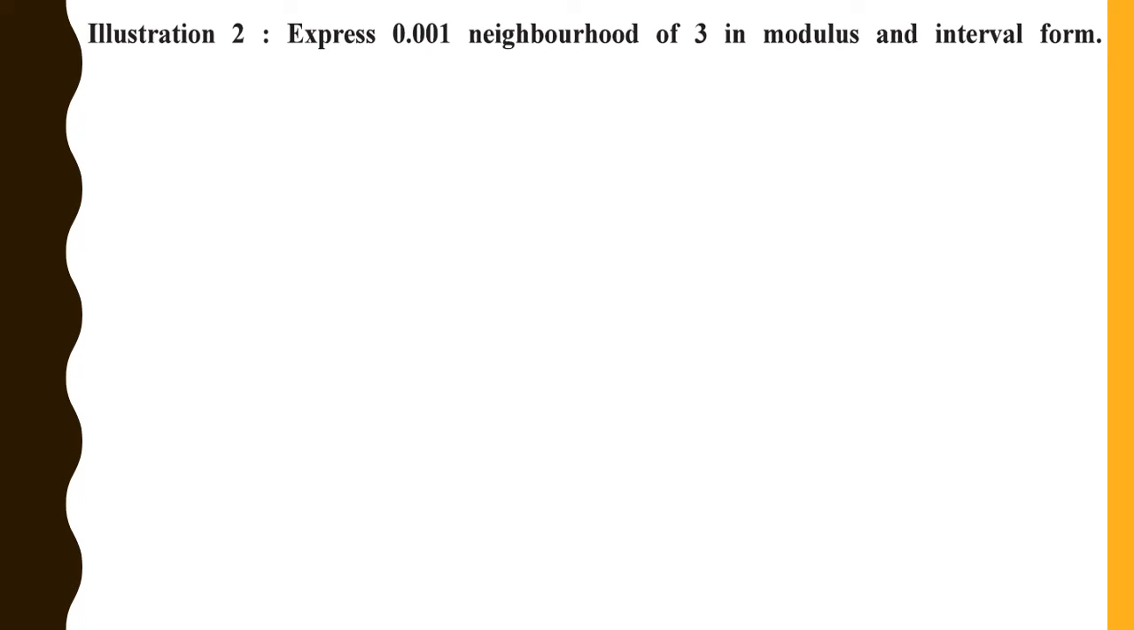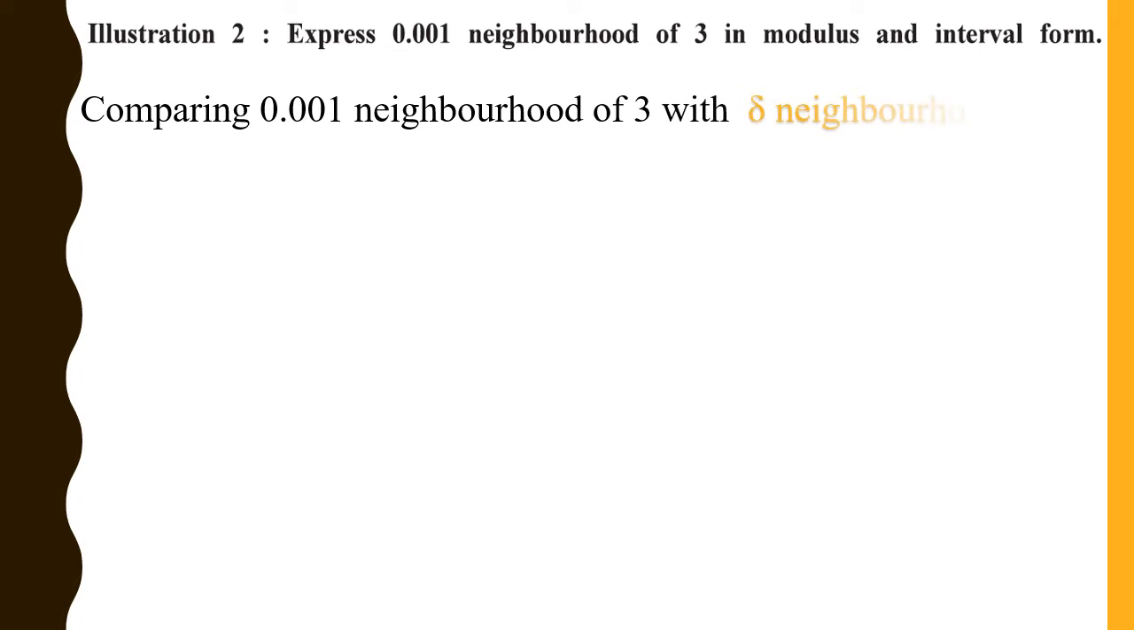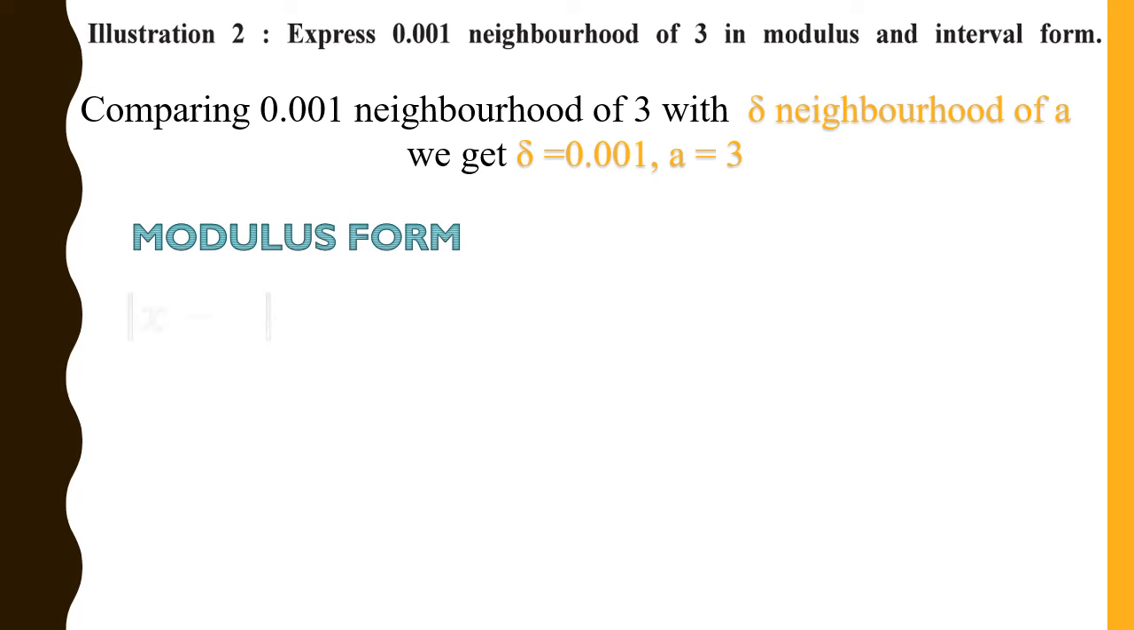Next is illustration 2. We have to express the 0.001 neighborhood of 3 in modulus and interval form. First of all, we compare the 0.001 neighborhood of 3 with the delta neighborhood of a. As we know, delta will be 0.001 and a will be 3. Now we have to put delta and a into the modulus and interval forms. We will start with the modulus form.